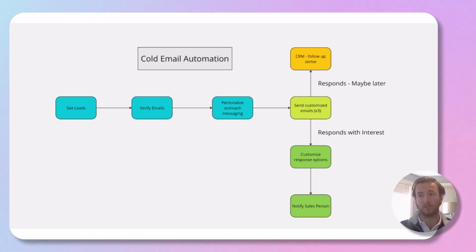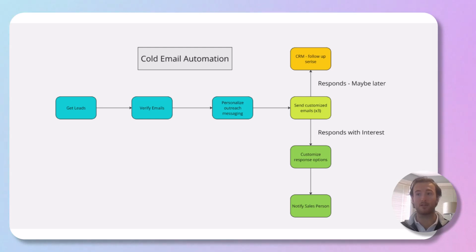From here, we're going to be creating a personalized email with the help of AI and as well using copywriting. Then we're going to be sending these customized emails to the leads. We will implement a series of emails where if they don't respond, a follow-up email will be triggered. This will go to a total of 3 emails.